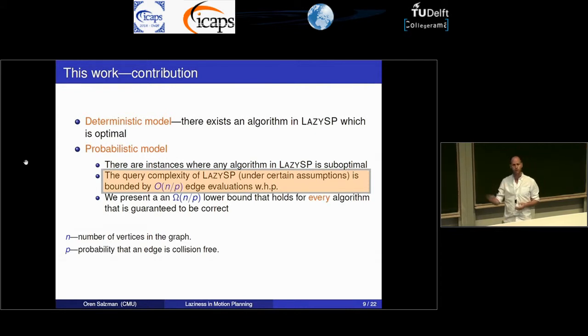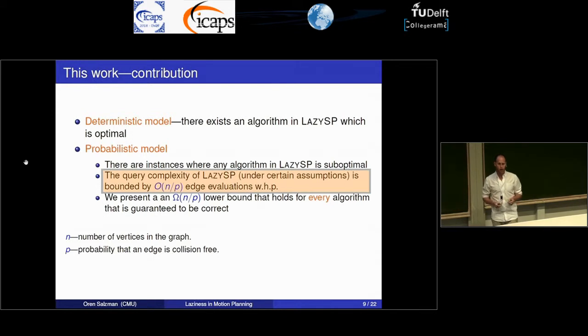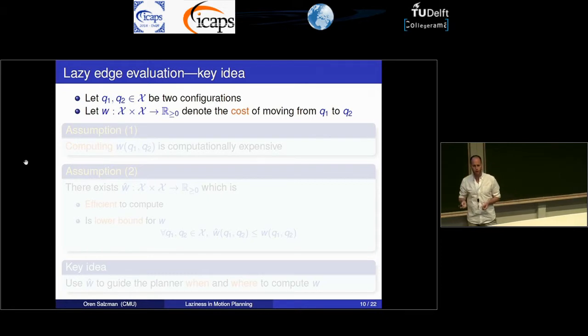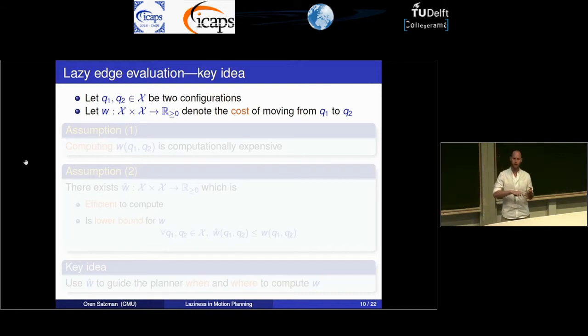To do so, I'll have to introduce the algorithm and a few assumptions, and then the actual proof is not that hard. So first of all, let's talk about lazy edge evaluations. The key idea is that we have two configurations, and we have a cost function that evaluates the cost of moving from one configuration to the other. And this is complex. This requires evaluating if the robot intersects obstacles, so it takes a lot of geometric testing.